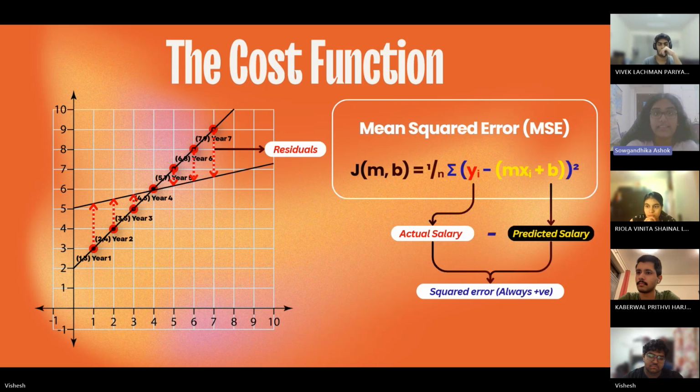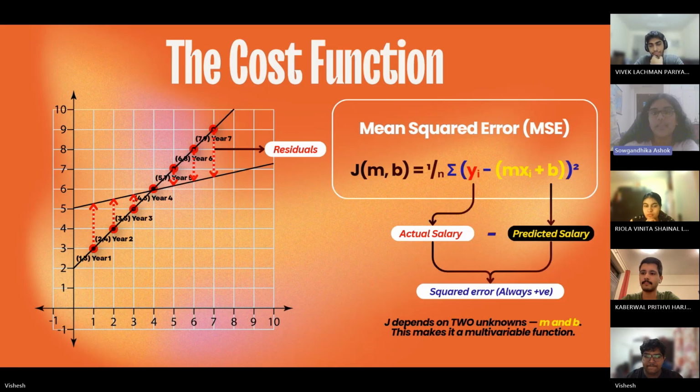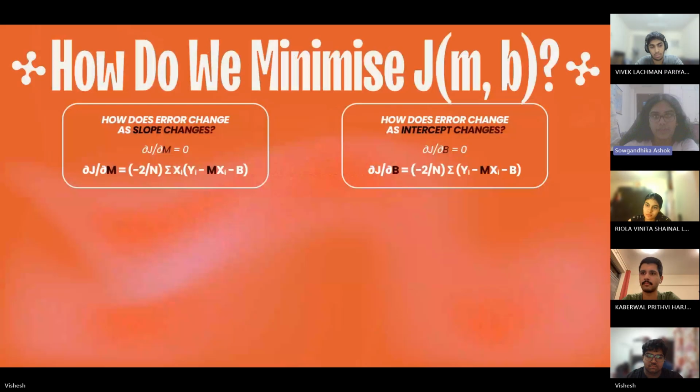J tells us exactly how wrong our line is. The bigger the J, the worse the line. Smaller J is the better line. Now, the crucial insight. J depends on two unknowns, m and b. That makes it a multivariable function, exactly like Riola's f of x and y. And to minimize a multivariable function, we use partial derivatives. To minimize it, we take the partial derivative with respect to each variable and set it to 0.